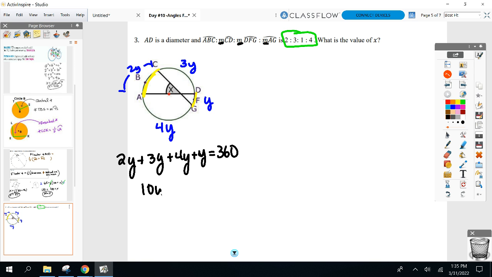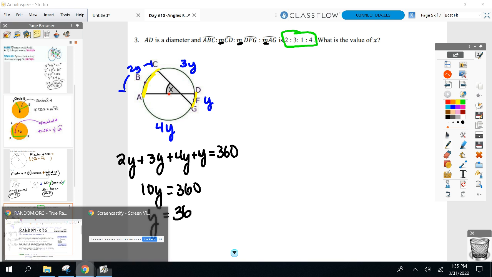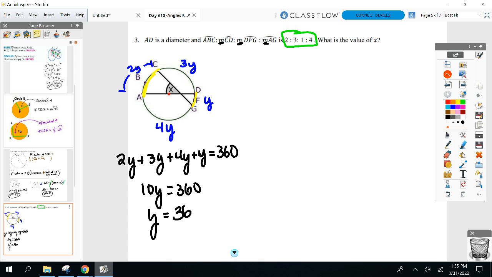Seven, 3, 10y equals 360. So we're finding out the value of y is 36. Now, you can go ahead and plug in for y, but remember the only two I need up here are angle x's arc and its vertical angle's arc. So angle x, what's the measure of that arc? Measure of arc ABC is 2y. I know what y is now, so it's 72 degrees.